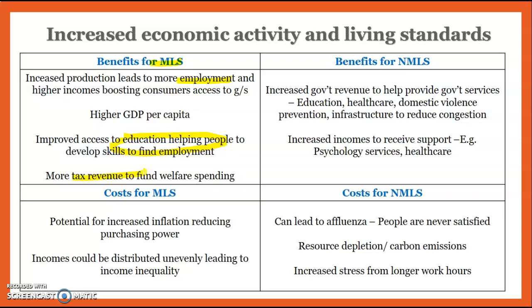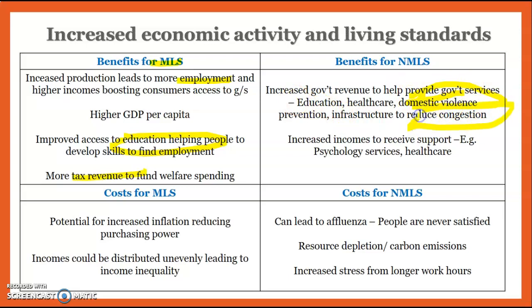And then they can use that money to provide welfare, which will lead to people having higher transfer incomes. Benefits for non-material living standards. Increased government revenue allows the government to provide essential services, so they can spend more money on education and healthcare. They also get more funds which they can put towards domestic violence and infrastructure. So all these things will help our health and also reduce crime rates.